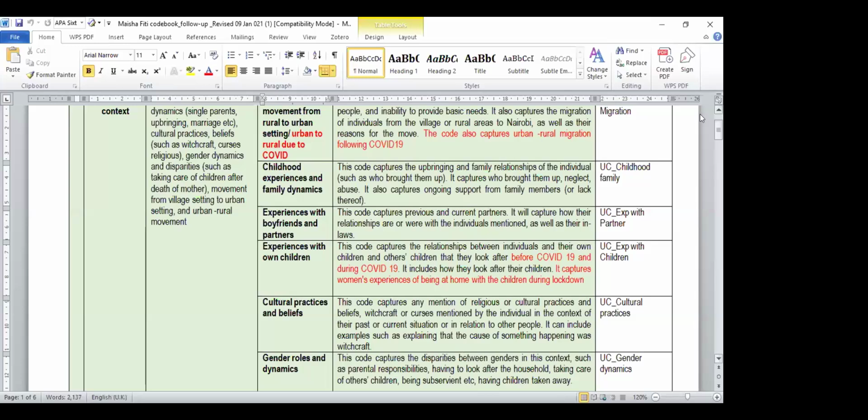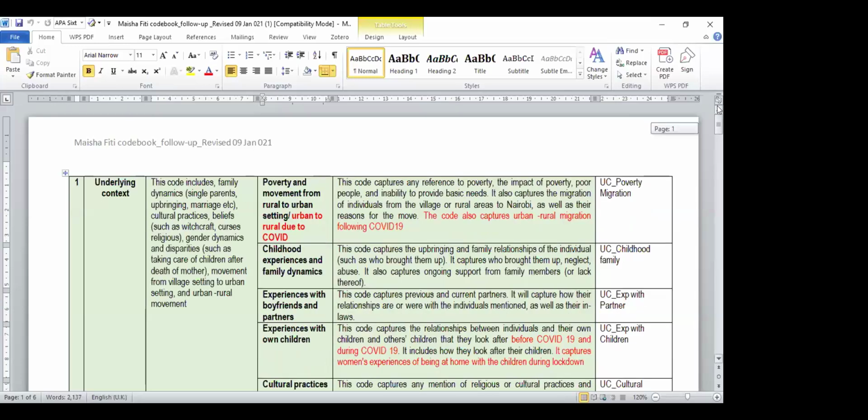So then over here, on this other part, we have the short forms of what a code would be. You realize that when you look at the theme, for example, you have the major theme, which is underlying context, and then the sub-theme, which is poverty, and of course, it's a whole segment in terms of a sentence.